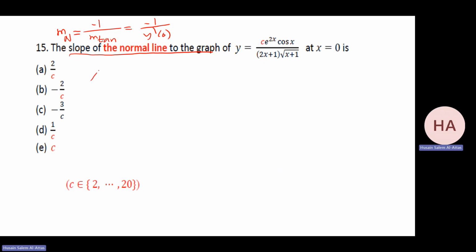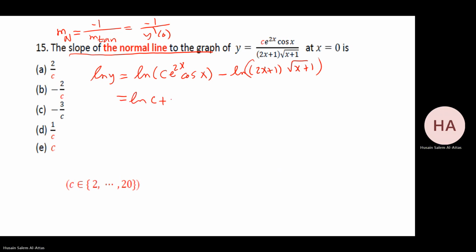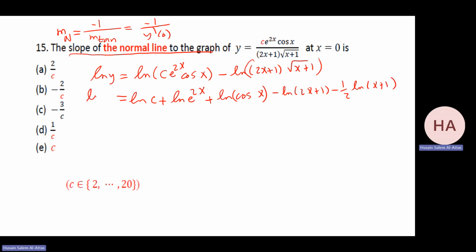Okay. So take ln y, which will be equal to ln of C e^x cosine x over (2x + 1) square root of (x + 1). And that will be ln C plus ln e^x plus ln cosine x minus ln (2x + 1) minus half ln (x + 1). That will be ln y.